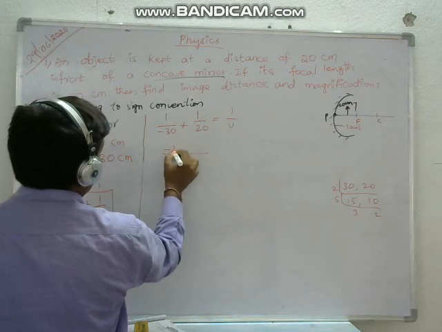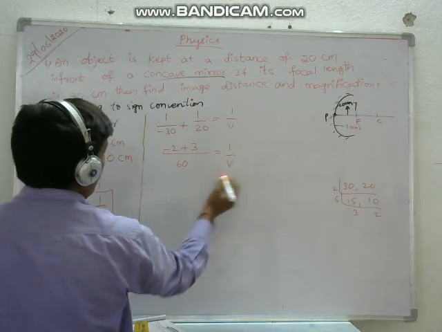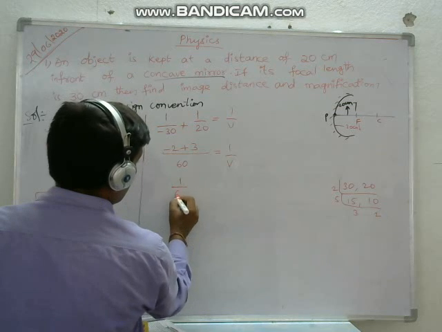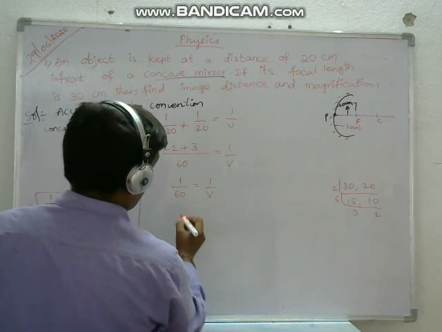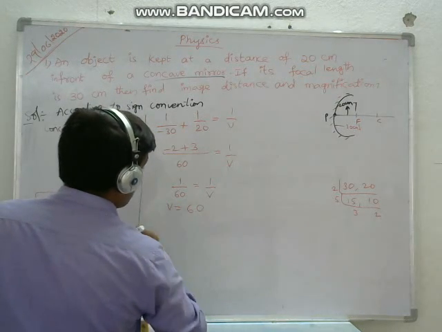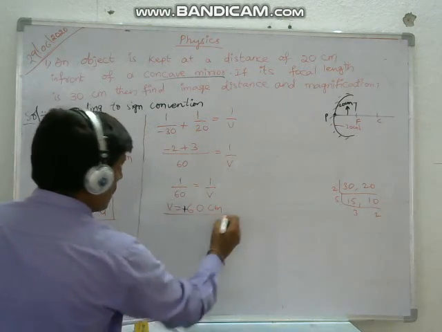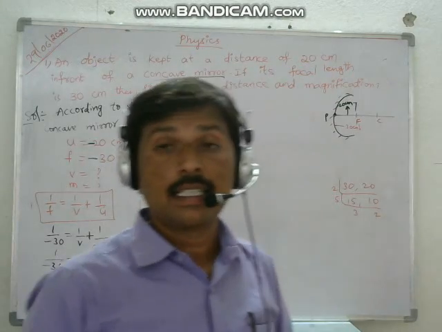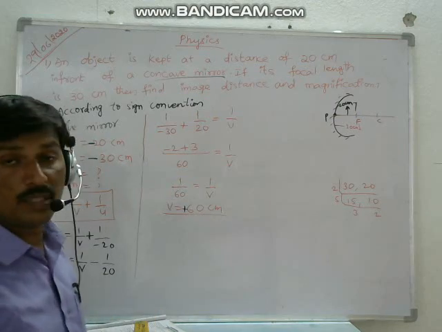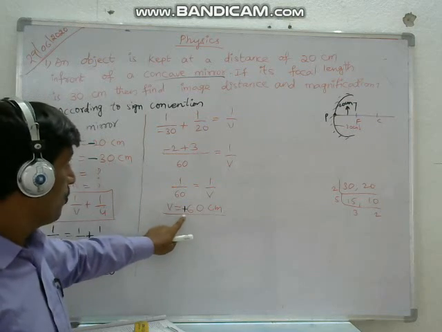So 3 2s are 6, minus 2 plus 2 3s are 6, 60 by 1 by v. Here we get 1 minus 2 plus 3, we will get plus 1 by 60 is equal to 1 by v. So v is equal to 60 centimeter. Here we got the plus sign, children. Remember, the plus indicates the image distance is positive. Here we got plus 60. The same mistake you committed in the previous problem, so don't commit such mistakes. So v is equal to plus 60 centimeter.